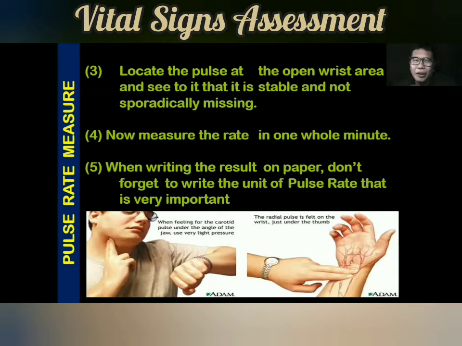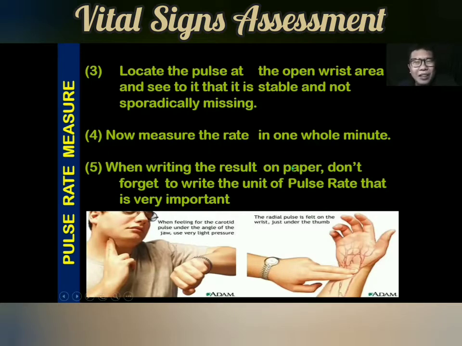Now, number 4, you now measure the rate in 1 whole minute. So you count how many pulsations there are. In the heart, if you will use the heart, you count how many lub-dubs there are. Okay? Now, after that, record your output.